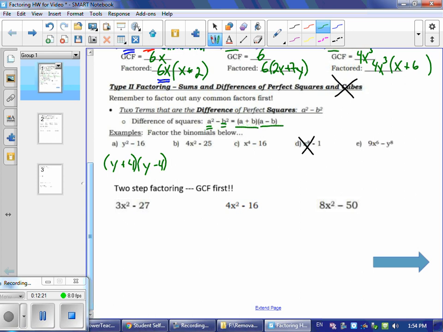Letter B, 4x squared minus 25. 4x squared is a perfect square. The square root of that would be 2x, right? 2x times 2x would give you 4x squared. 25 is a perfect square, and there's a minus in between. So what we get is 2x plus 5, 2x minus 5. Really, the difference of squares is one of the easiest things to do.